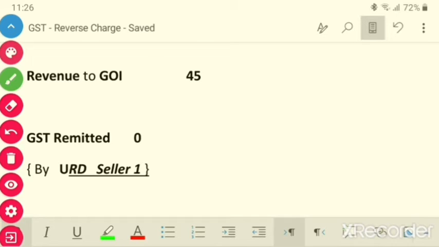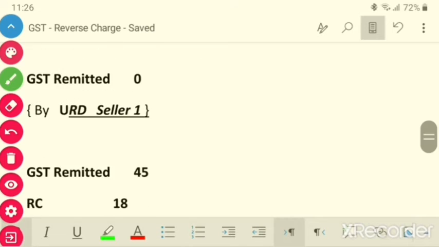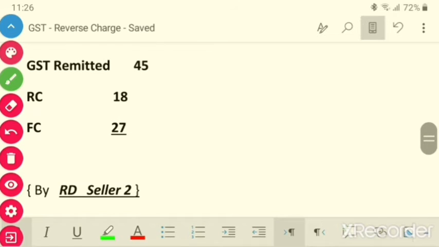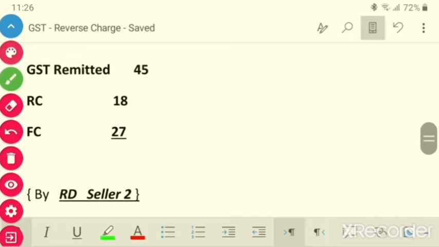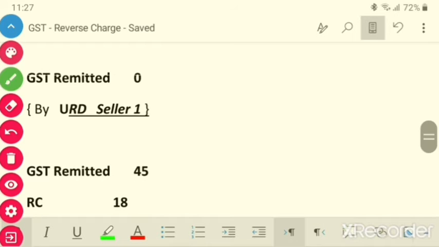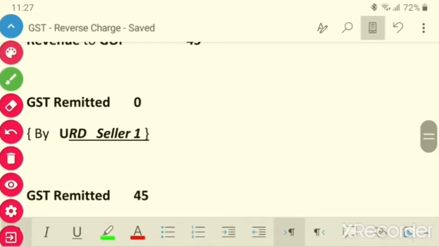GST remitted by seller 1, that is stage 1 seller, 0. Why? He is an unregistered dealer. Then GST remitted by stage 2 seller. How much is that? In the name of reverse charge, 18 on inward transaction, that is purchase. In the name of forward charge, that is 27, that is outward transaction. So total remitted to the government is 45.